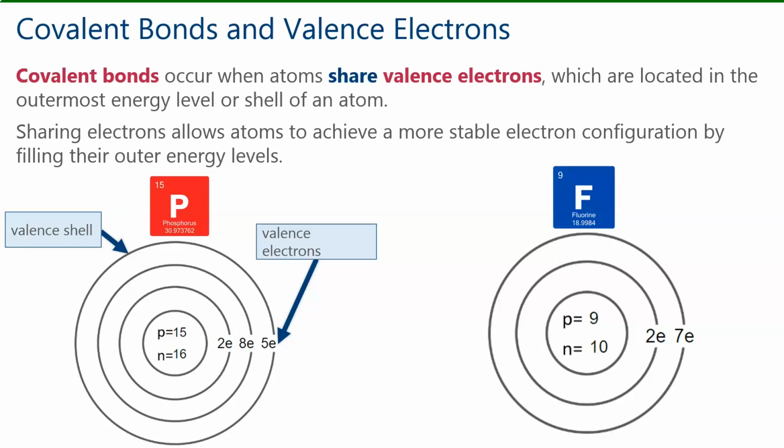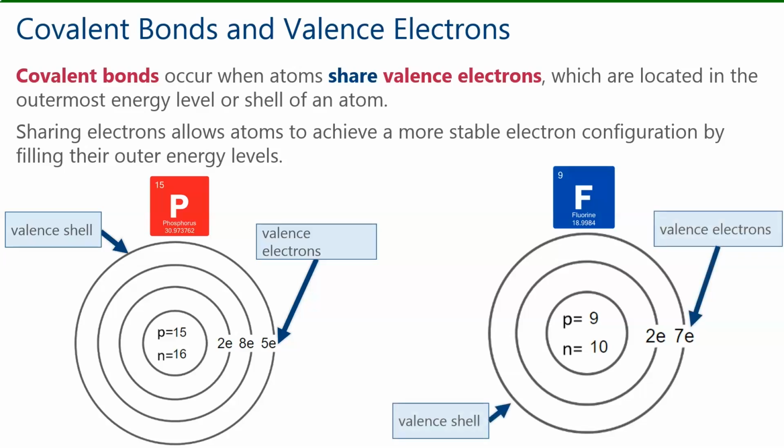Now let's take a look at fluorine. How many valence electrons does fluorine have? If you said 7, you're correct. The valence electrons are found in the valence shell or outermost energy level. Phosphorus will react with fluorine to form phosphorus trifluoride, or PF3. When this happens, phosphorus and fluorine will share valence electrons to achieve a more stable electron configuration.